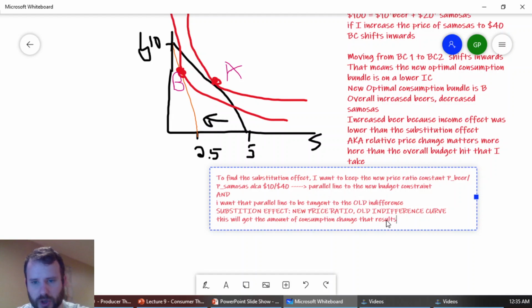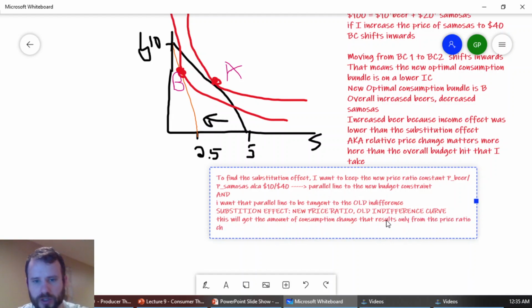that results only from the price ratio change, the change in relative prices. Right, so I said that a substitution effect is what happens when the price of one good becomes more expensive or less expensive. So it changes the relative prices of one good to another.